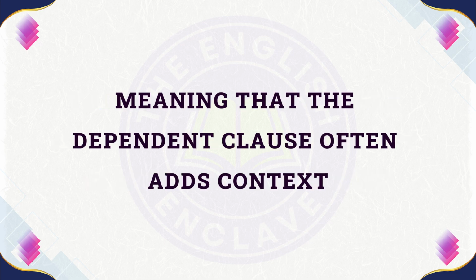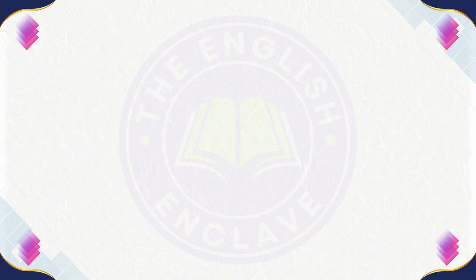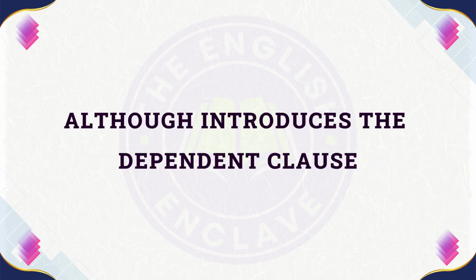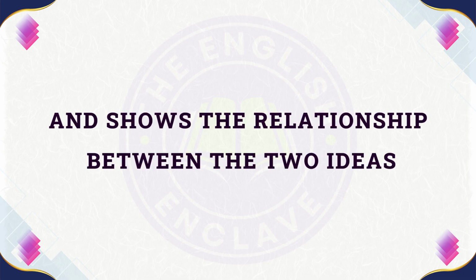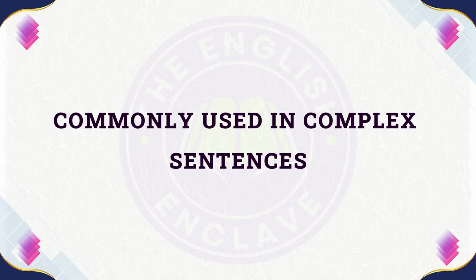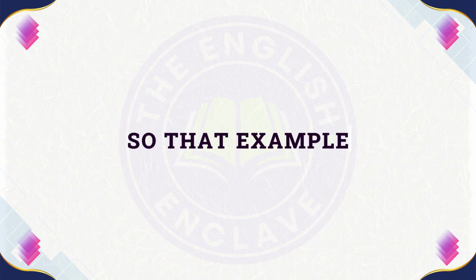The dependent clause often adds context, such as reasons, conditions, or contrasting ideas. The subordinating conjunction, in this case, although, introduces the dependent clause and shows the relationship between the two ideas. Subordinating conjunctions commonly used in complex sentences. Cause and effect: because, since, so that.